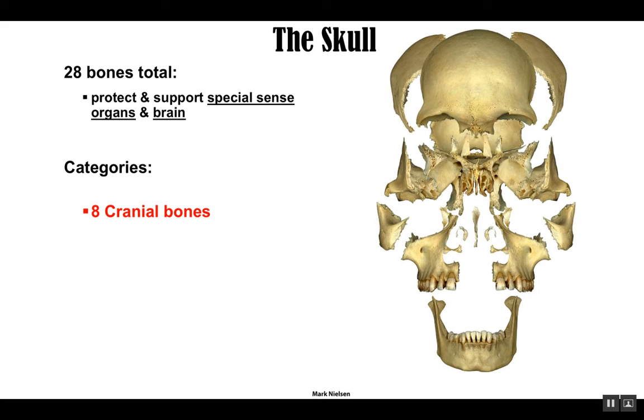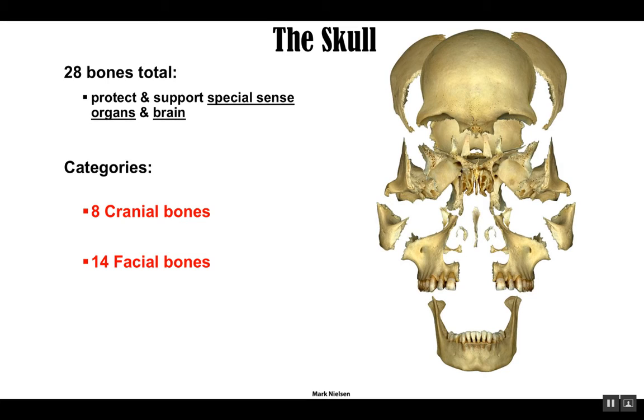The three categories I like to divide the skull into include the cranial bones. Cranial bones, by definition, encase the brain in the cranial cavity. So these 8 bones are going to form that cavity that protects the brain. There are 14 facial bones.